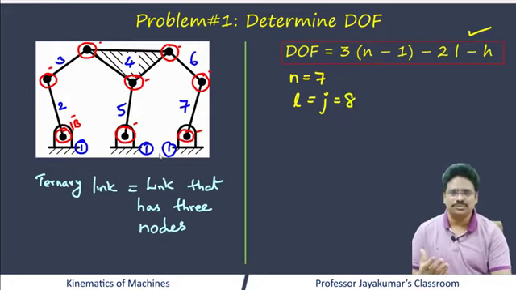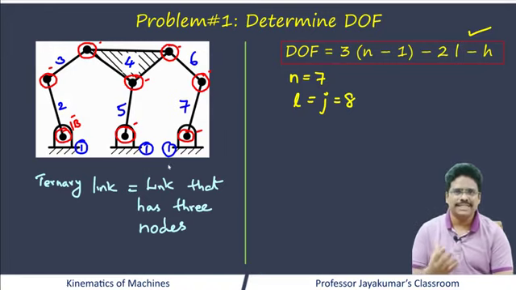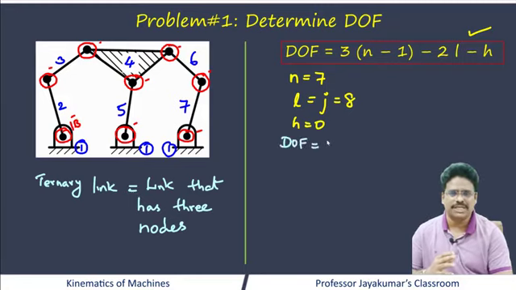Just by going through the diagram by visual inspection, can we find any higher pairs here? Are there any 2 links having either line or point contact? No. So in this case, H is equal to 0. There is no higher pair. Hereafter, by mere substitution in the formula, I would be getting the answer.